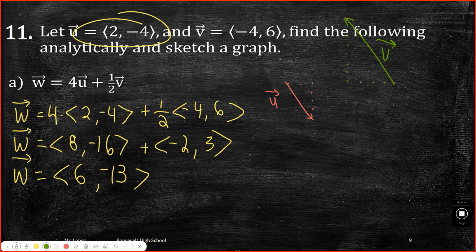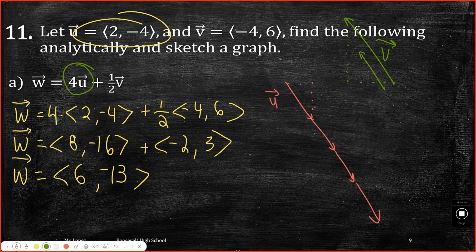And so what are we doing? We're doing four of these. So it's going to go 1, 2, 3, 4. They're supposed to be the same size. And then we're going to add half of V. So you want to go just half of it.